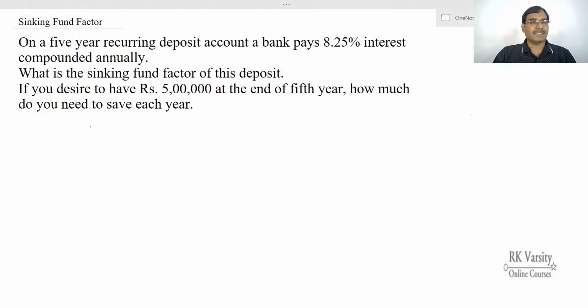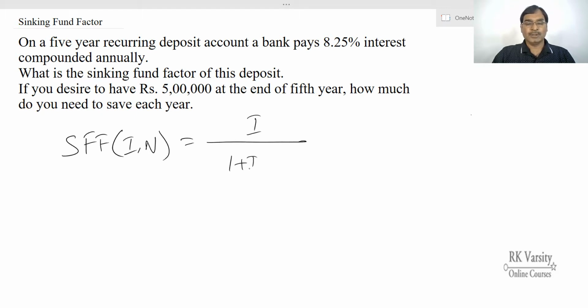Now I'll show you how to calculate the sinking fund factor. Here is an example of the sinking fund factor in personal finance. First I'll explain the formula. The sinking fund factor of a given interest rate for a given time period equals i upon (1 plus i) to the power of n minus 1. This minus 1 is in the denominator only. In the given example, it is a 5-year recurring deposit, so n equals 5, and a bank which pays 8.25% interest compounded annually.